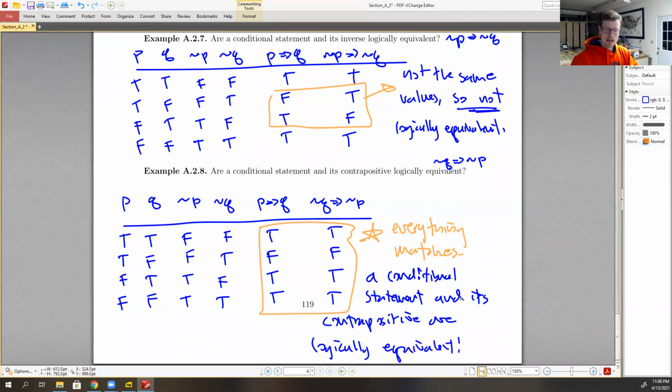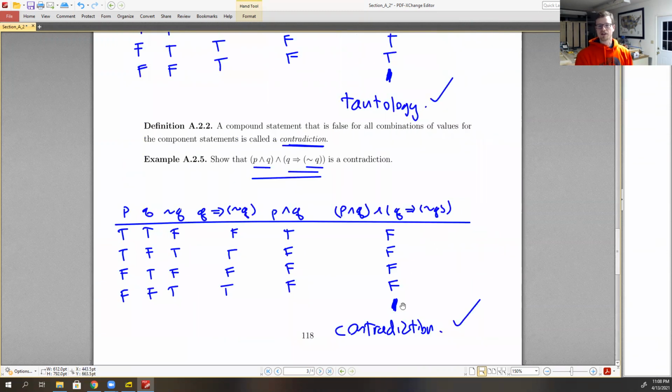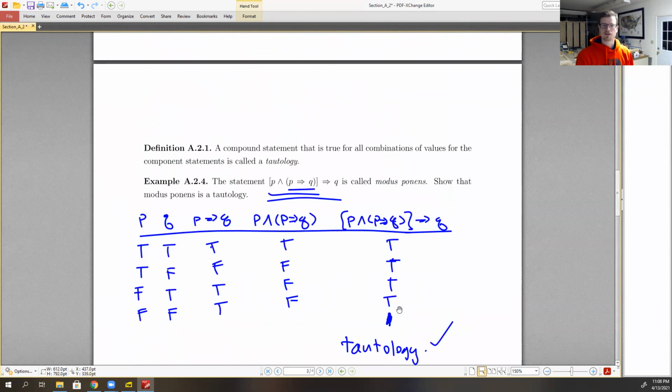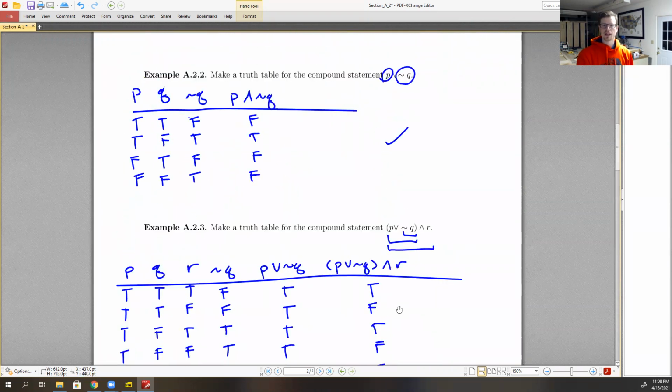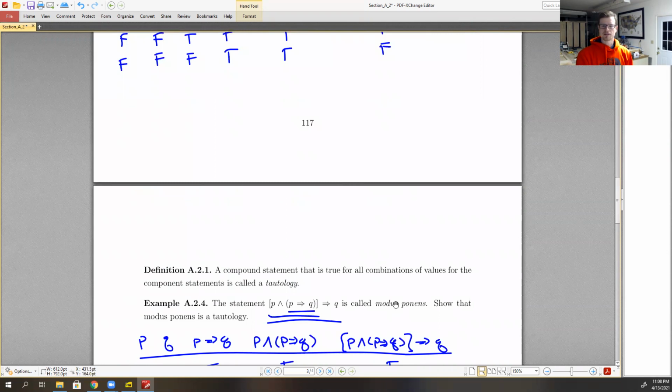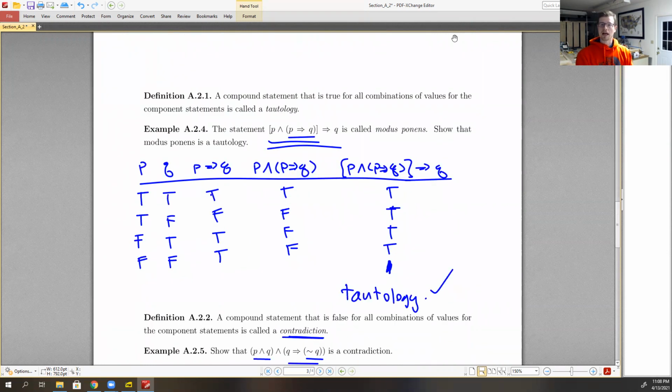Yay! And we'll actually use this idea as well when we are writing proofs in the next section. So contrapositive we'll want to be familiar with. The idea of a contradiction we'll want to be familiar with. And then also the modus ponens would also be good to be familiar with. Of course, truth tables helpful as well.